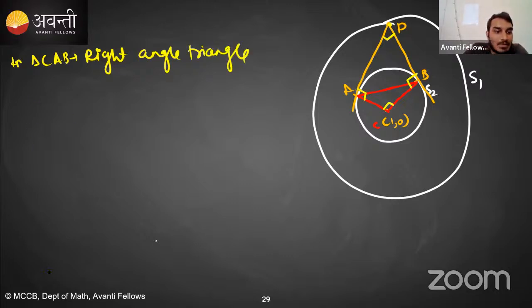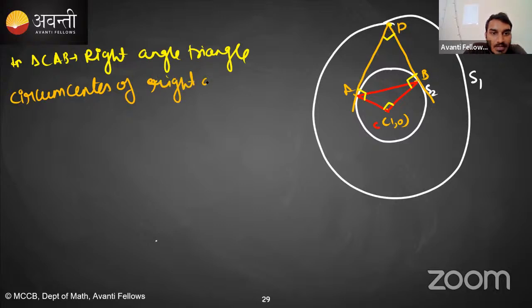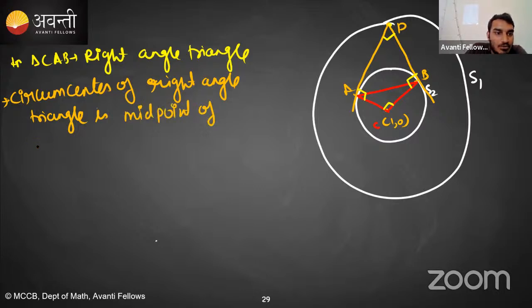So what did I say about the right angle triangle? The circumcenter of a right angle triangle is the midpoint of the hypotenuse. Do you remember? Remember that the circumcenter of the right angle triangle is the midpoint of the hypotenuse. Clear?